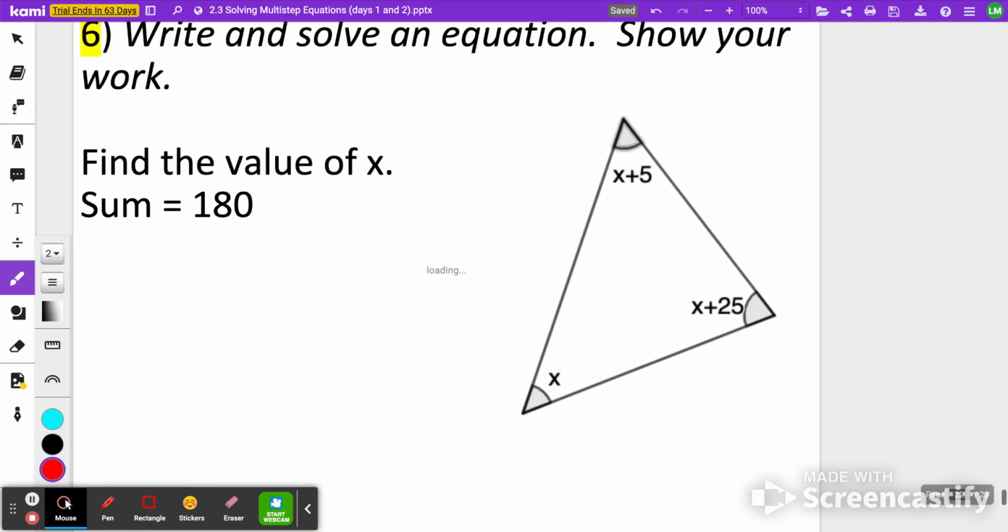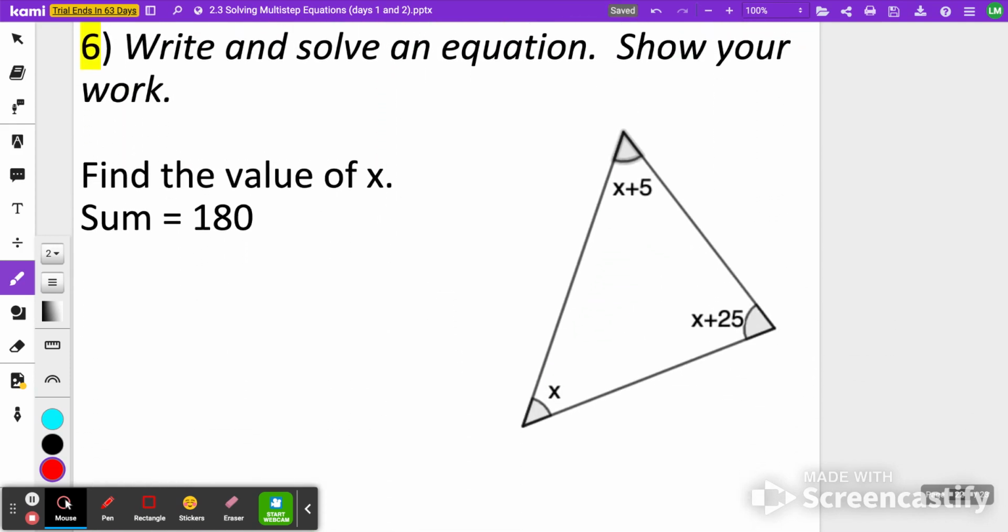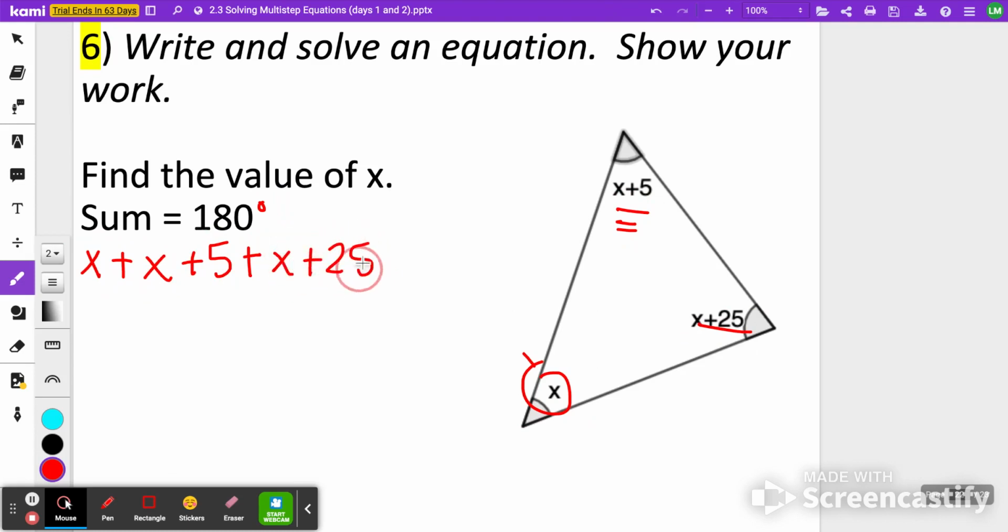Our final example is a really good example to make sure you know how to do. Write and solve the equation, show your work. Find the value of x, and the sum is equal to 180. So we know that triangles, if you add all angles together, they equal 180 degrees. So we should probably start by writing an equation. I have x here plus x plus 5 plus x plus 25 equals 180 degrees.